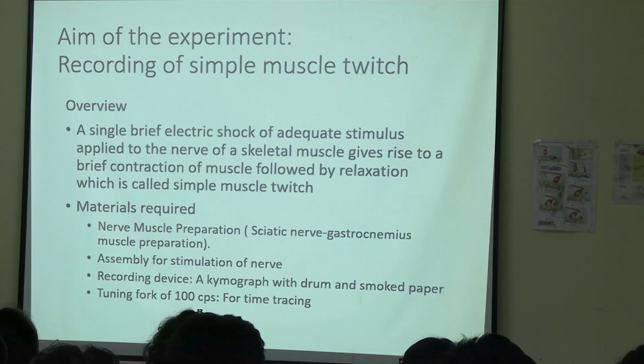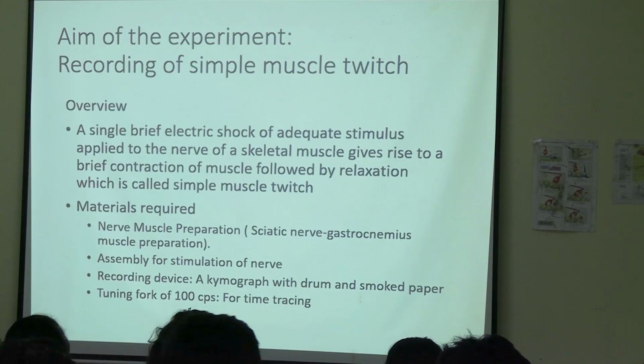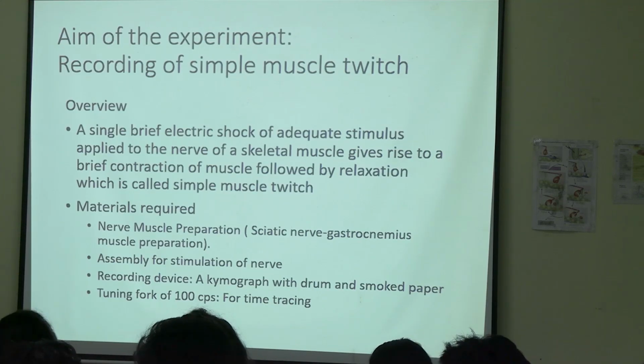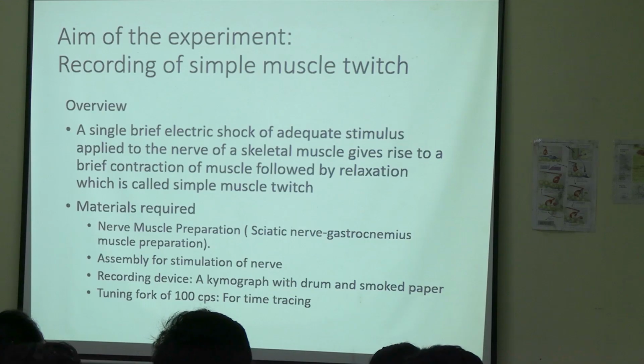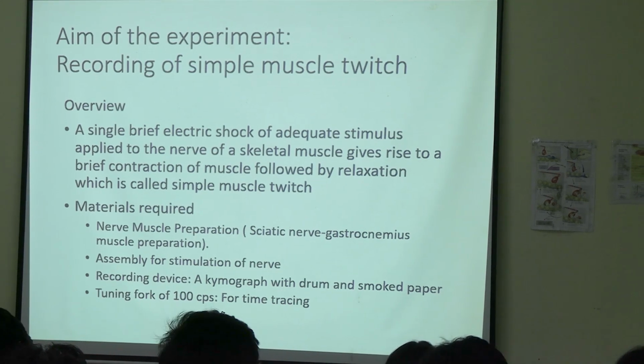What is our aim? Recording of simple muscle twitch, simple muscle contraction, more precisely, of gastrocnemius muscle of frog. And what is the overview? A single brief electric shock of adequate stimulus, meaning of threshold value, applied to the nerve of a skeletal muscle, will produce a brief contraction. The muscle will produce a contraction followed by relaxation, and the whole thing is called simple muscle twitch.